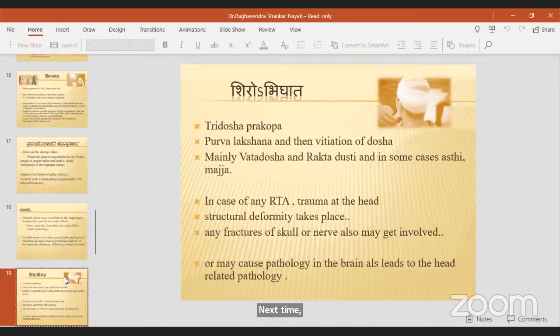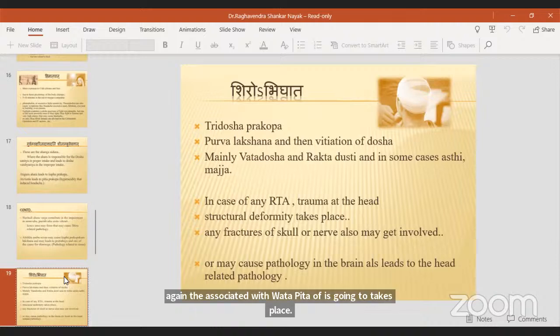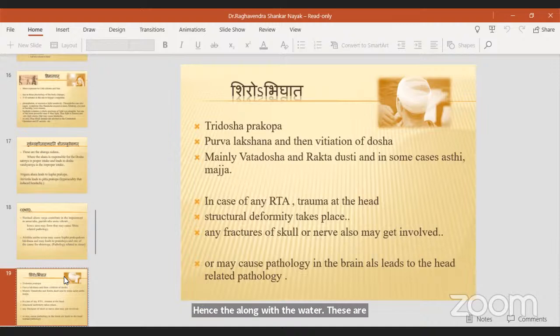Shiro Abhighatat. Shiro Abhighatat means it is a Rakta Dushti mainly, and again the Rakta associated with Vata, Pitta, Kapha, Tridosha Prakopa is going to take place. Rakta along with Vata, Pitta, Kapha will become Prakopa Avastha, and it will cause Shirorogas, mainly in cases of RTA, trauma to the head. Structural deformities may take place, and it will cause headaches, like nerve involvement, and that will cause radiating pain and all. Next slide.